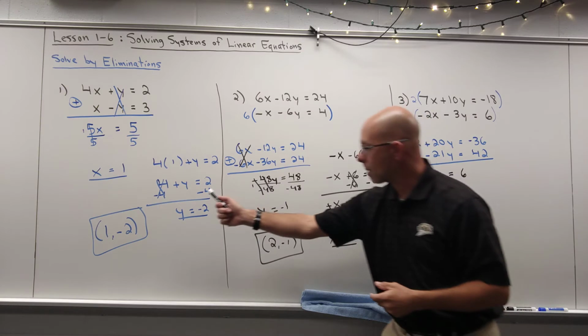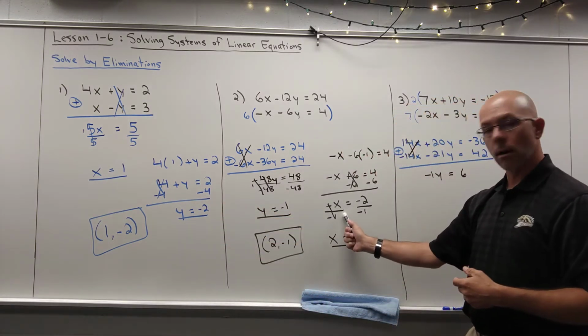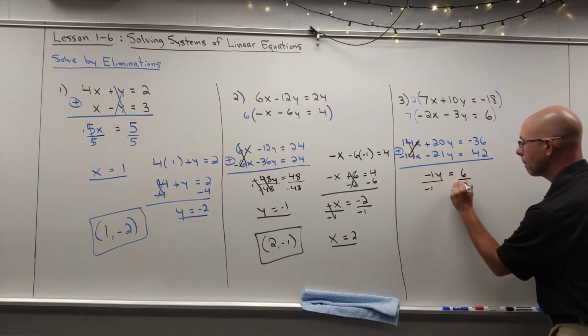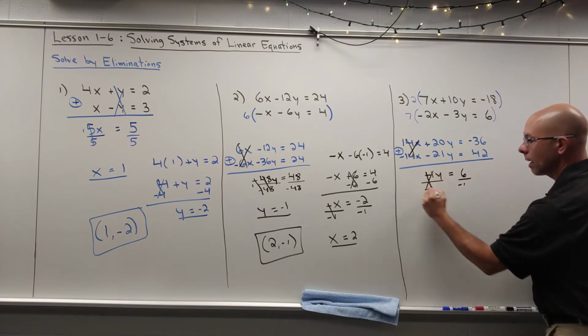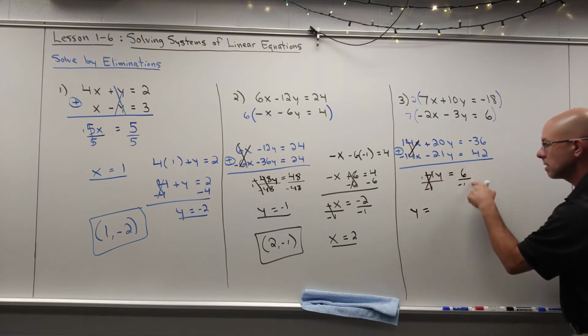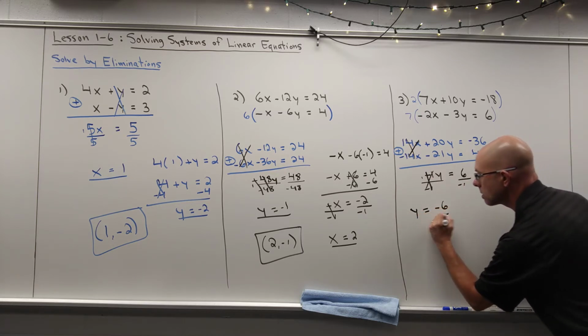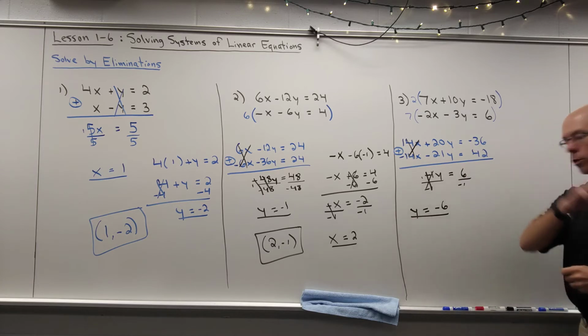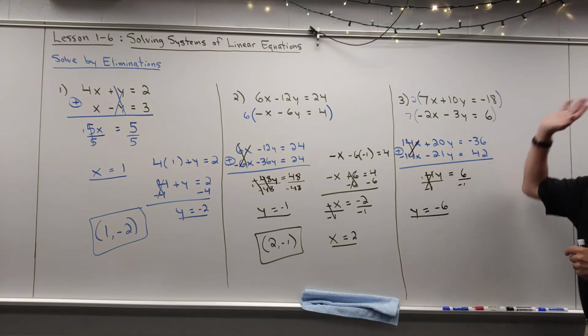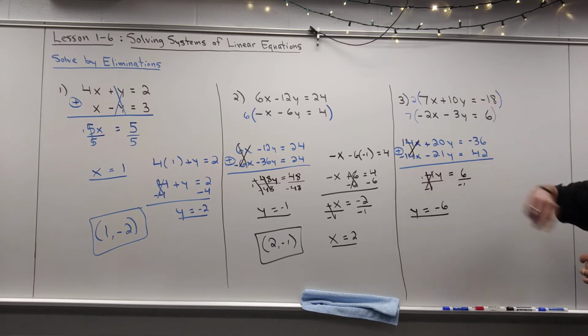It's just like this step right here. Divide both sides by negative 1. Negative 1 divided by negative 1 is positive 1. That's 1y. And 6 divided by negative 1 is negative 6. There's your y coordinate. Take your pick, plug this back in, solve for x.